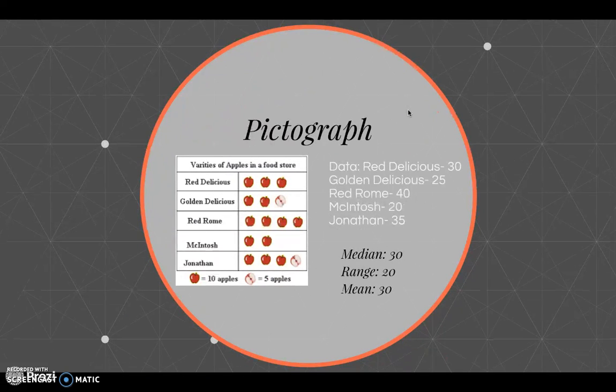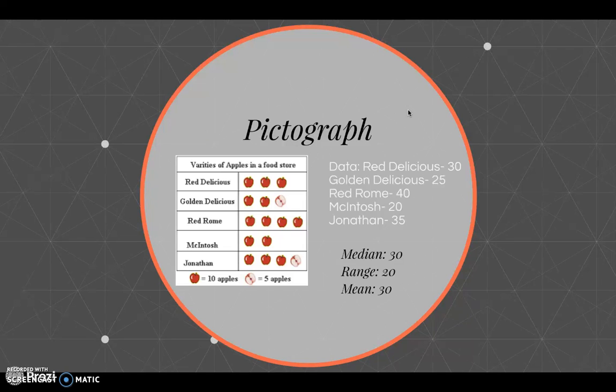For this example, we have the pictograph where we have apples that represent a number of how many there are. For a whole apple, there's 10 apples, and for the half of it, it's 5 apples. We do the same process. We separate the data, and we could arrange them from the lowest to the highest, and we could find the median, the range, and the mean. For this example, I didn't put the mode as well because there isn't a number that's repeated 2 times.